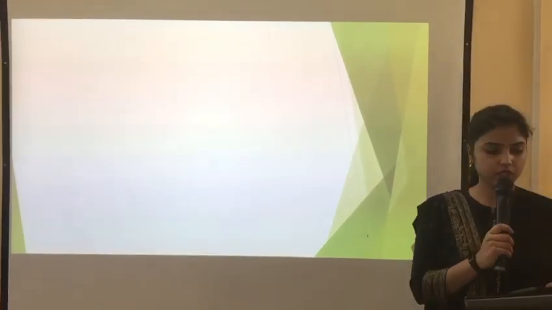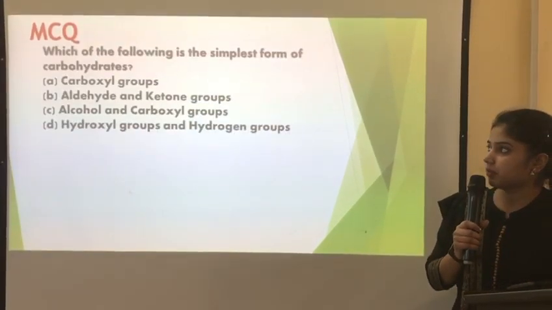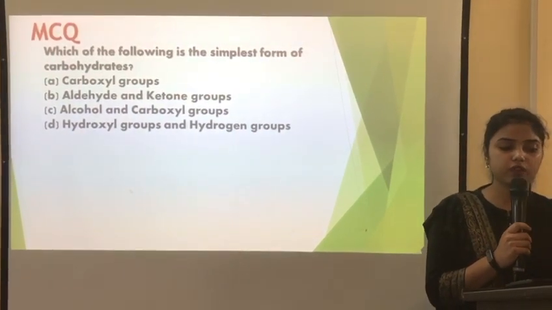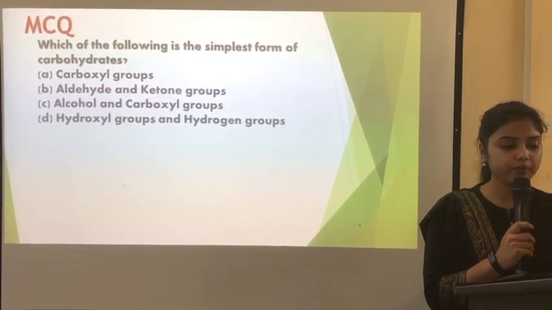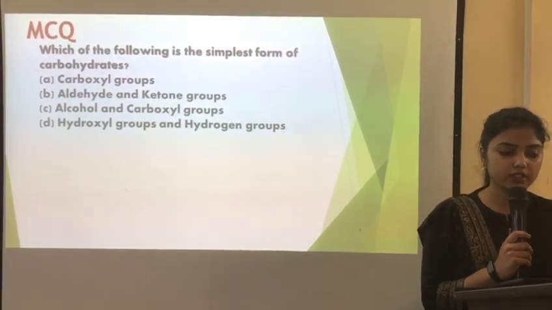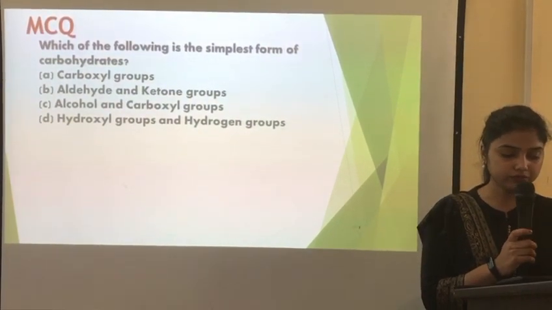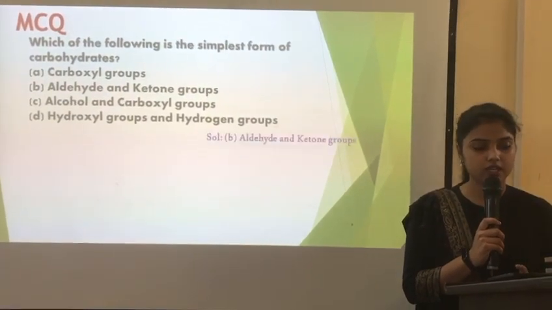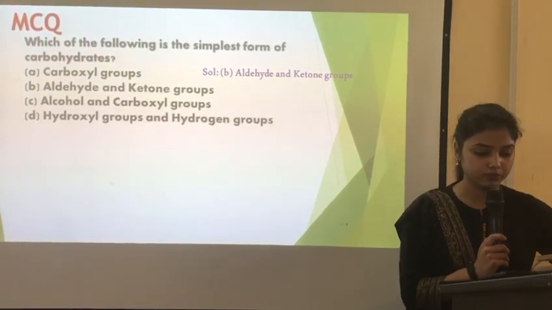Next, MCQs. The first MCQ is: which of the following is the simplest form of carbohydrate? A. Carboxyl group. B. Aldehyde and ketone group. C. Alcohol and carboxyl group. D. Hydroxyl group and hydrogen group. The answer is B, aldehyde and ketone group.